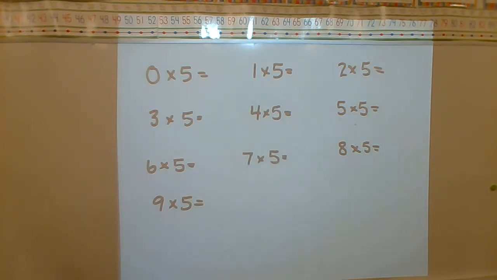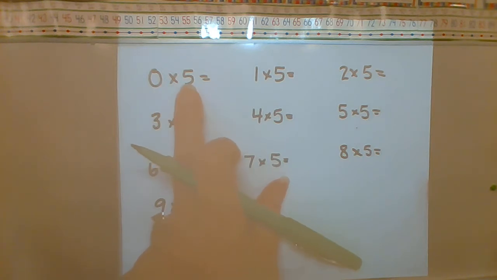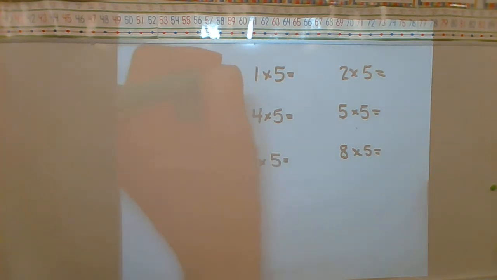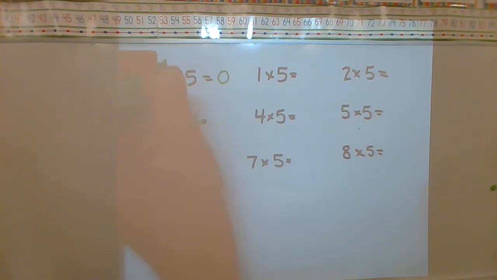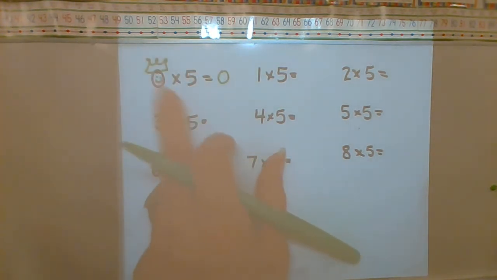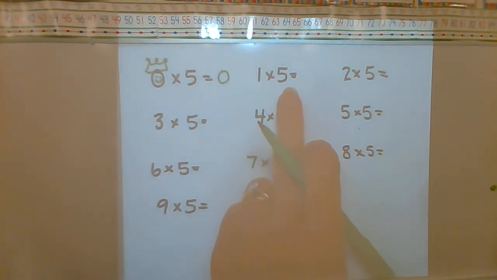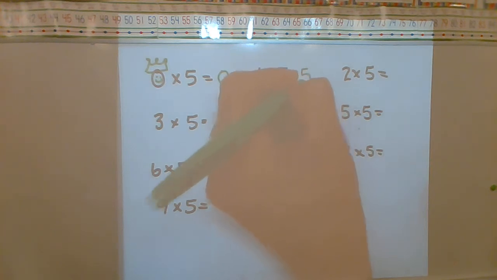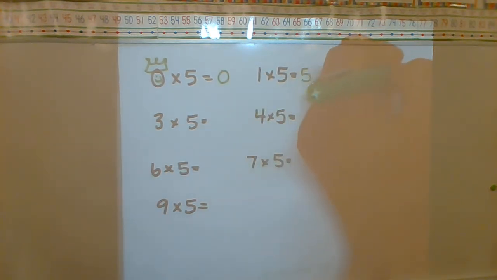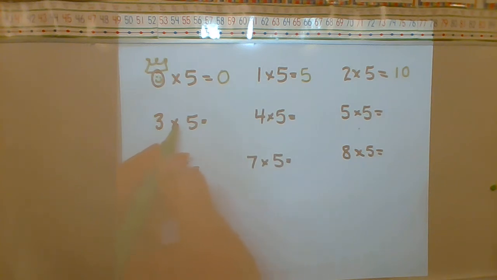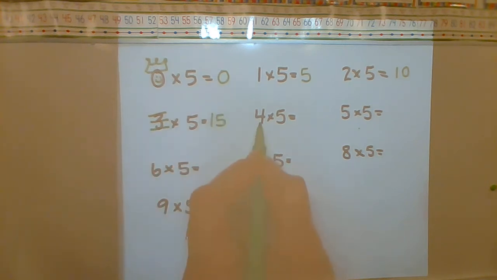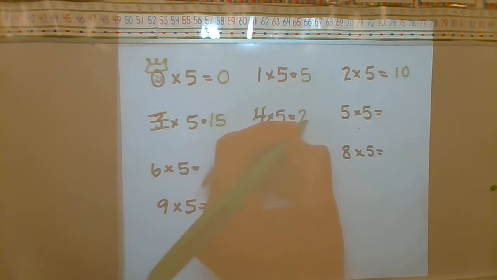If you had 0 groups of 5, how many do you have? That's right, 0. Because he is the king of multiplication. Anything times 0 is 0. What if you had one group of 5? What do you have? 5. What if you have 2 groups of 5? 10. What if you had 3 groups of 5? And you could say 5, 10, 15, that's my answer. 4 groups of 5. 5, 10, 15, 20, that's my answer.